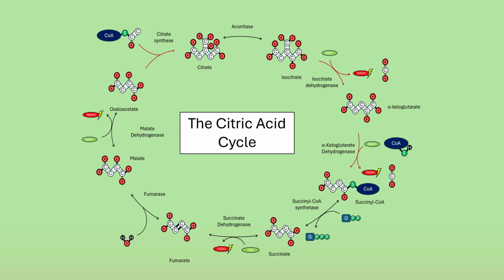So the citric acid cycle is not just a step in carbohydrate metabolism. It's also a part of fat and protein breakdown and kind of acts like a central hub that connects all the domains of metabolism. Anyways, let's begin with step 1.